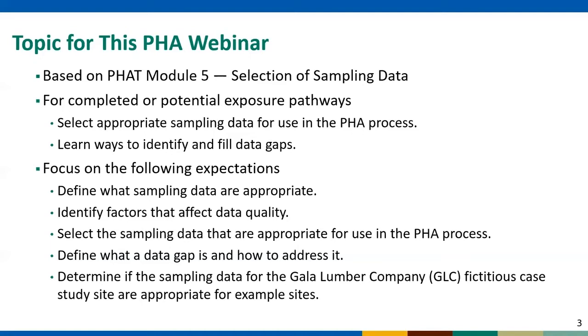contamination is. The bottom line is that selection of the sampling data is critical to being able to understand the levels at which people are exposed in identified potential and completed exposure pathways, and if there are any critical data gaps in our understanding of these exposures.